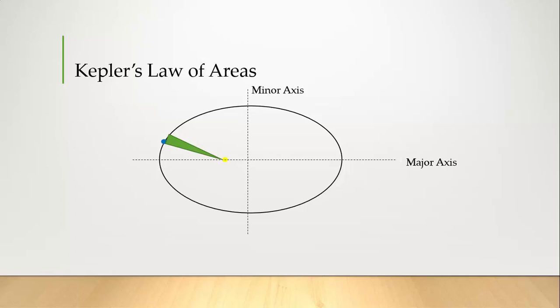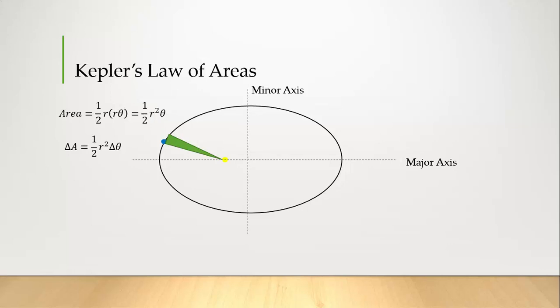So here I've gotten an area that's swept out in a certain unit of time, and we can actually measure that area by taking half base times height. So half the base looks like it's the radius from here to here. The height looks like it's just whatever this arc length is, r times theta. So really it's 1/2 r squared theta.